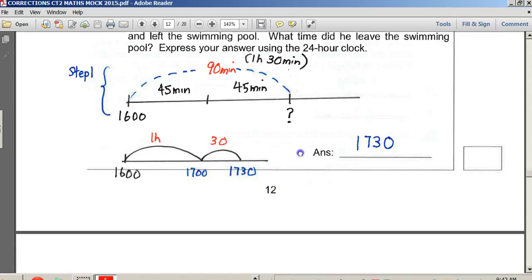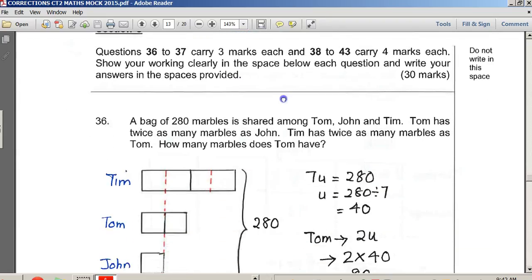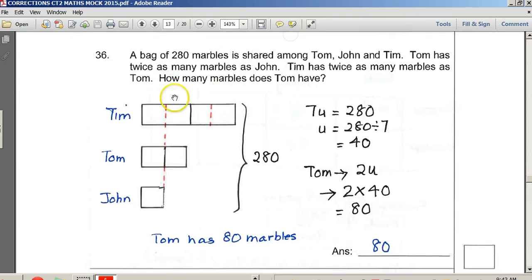Let's carry on. Section C. A bag of 280 marbles is shared among Tom, John, and Tim. Tom has twice as many marbles as John. Please practice and exercise doing your model drawing, so in examination you will be more accurate and your understanding will be better. Twice means 2 times as many marbles as John.